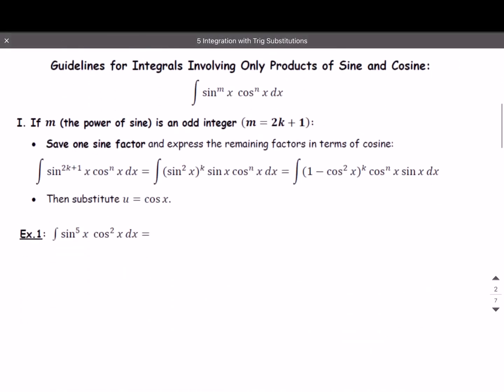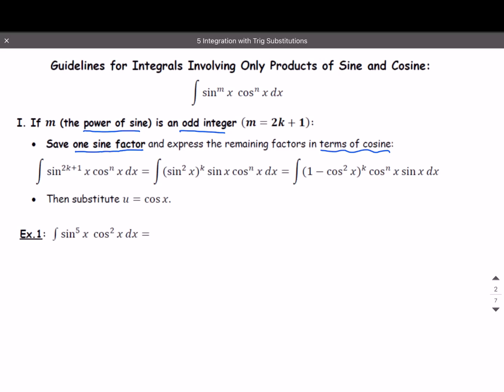Now, I want to look a little more in depth at when we have integrals involving sine and cosine raised to exponents. Now, there's 3 different things that can happen. The first one is when the power of the sine is an odd integer. If the exponent on the sine is an odd integer, we're going to save one factor and express the remaining factors in terms of cosine.